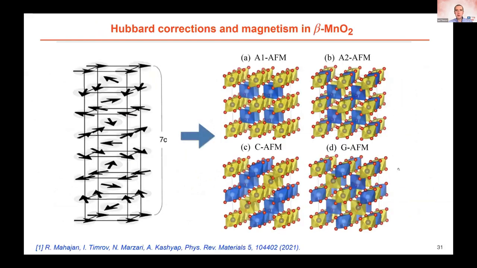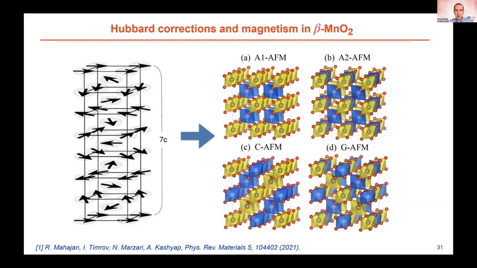And a final example about magnetic materials. I would like to show you that DFT plus U plus V with orthoatomic orbitals is the most accurate approach. So this material, the beta phase of manganese dioxide, is known to have very complex magnetic ordering. It's a non-collinear helical one. You can see it's shown on the left, extremely complex.